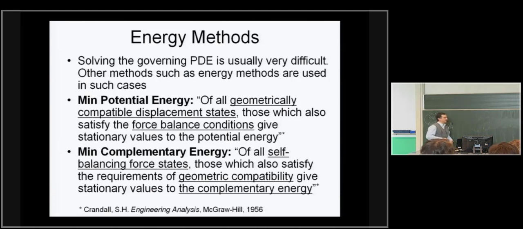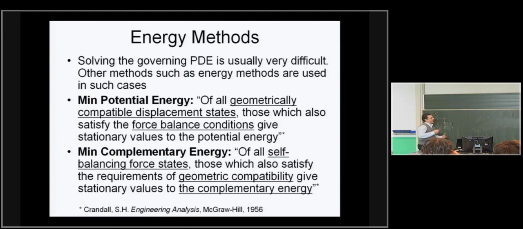One of the methods is energy methods. We have 2 types of energy. In fact, we have a whole bunch of them, but the 2 of interest are the potential energy and the complementary energy. And basically, you can minimize either of them. Potential energy basically means you write your energy in terms of displacements. Complementary energy, you write it in terms of stresses or forces.